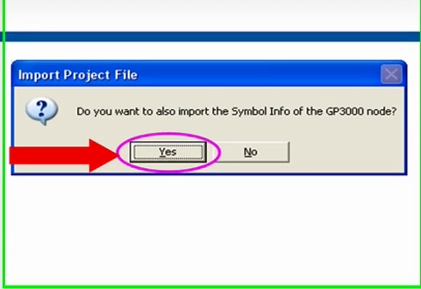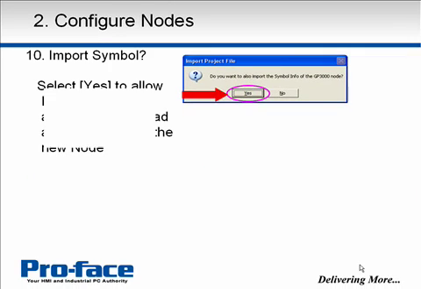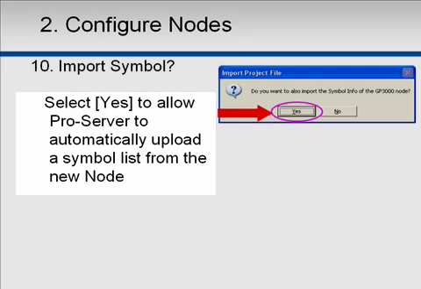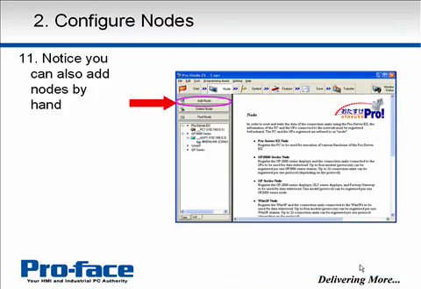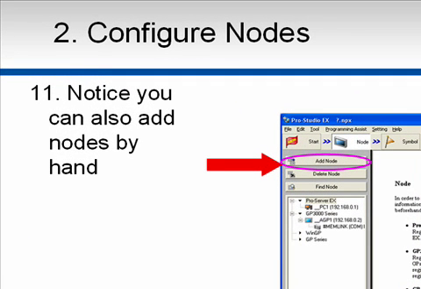At that point, you're also prompted, do you want to import symbol information from that node? This is an optional step, but it can save you a lot of time. If you say yes, it will upload the symbol list from the online HMI. You can also add nodes by hand, so if you don't have all of the connected devices available, if you're working in an office environment where you don't have all that physical connectivity, then you can add them by hand also.